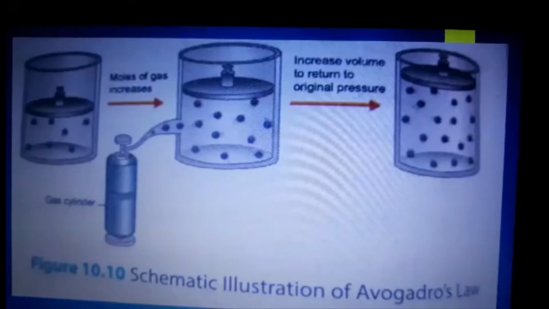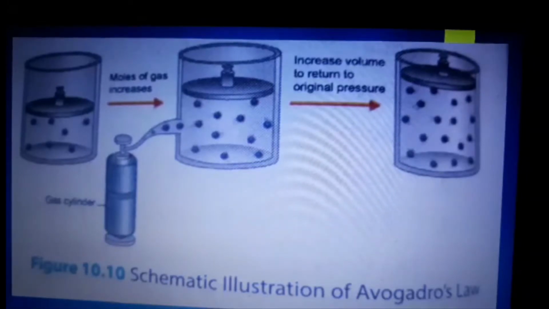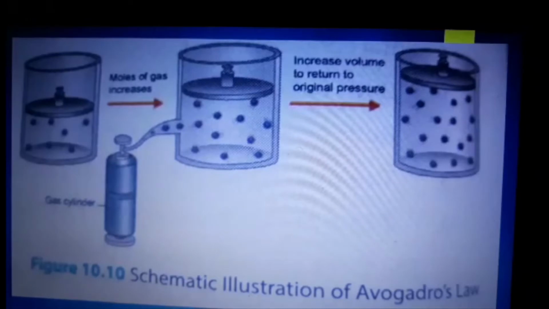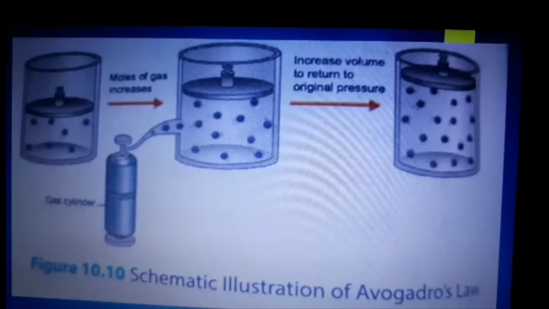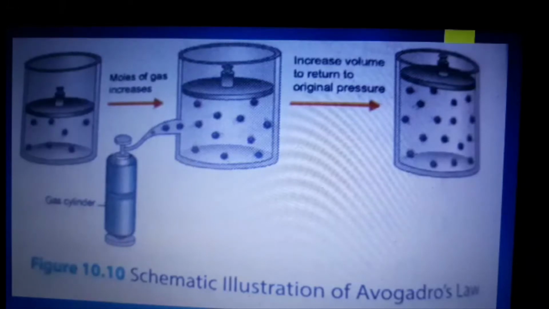So, let us try to analyze the schematic illustration of Avogadro's law. Let us try to see the first cylinder. Okay, so we have the normal volume and the normal number of moles. And on the middle cylinder, the moles of gas increases. And on the last cylinder, try to analyze that the number of moles increases and the volume also increases.